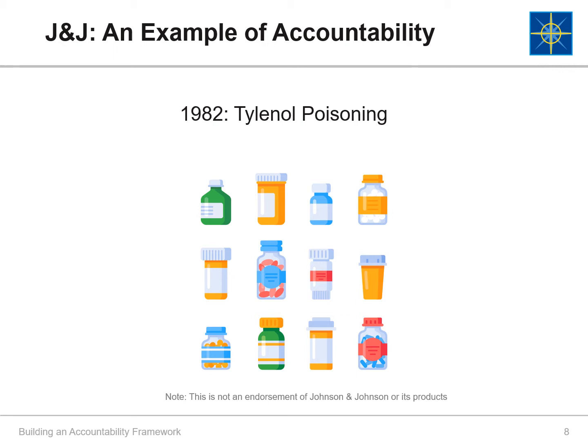Back in 1982, 7 people in the Chicago area died because someone tampered with the capsules in extra-strength Tylenol bottles. Someone had put potassium cyanide in the bottles, and then there were more copycat attacks throughout the country. The maker was Johnson & Johnson. Was Johnson & Johnson responsible for a criminal going out and killing people by lacing their product with cyanide? No. But they held themselves accountable.